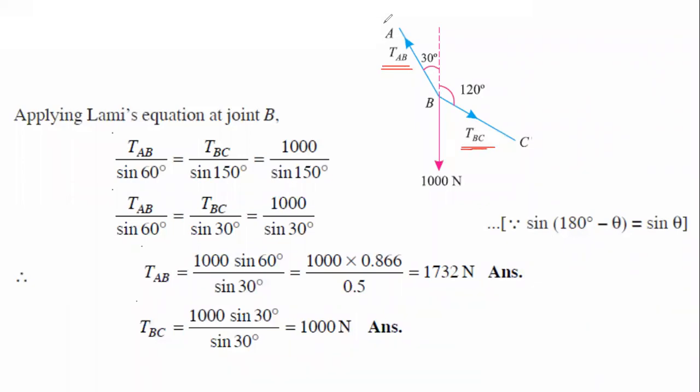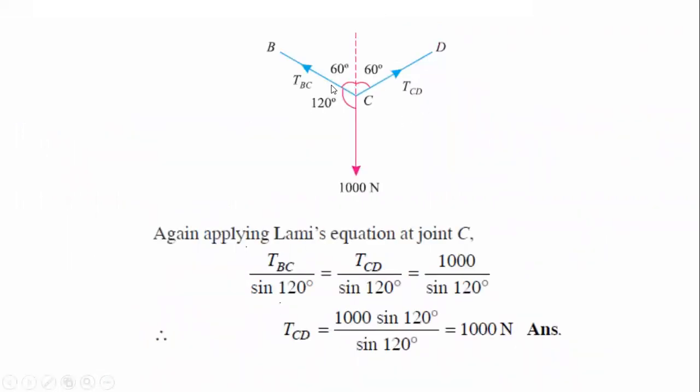Now what remains? Let us consider joint C. The tension in BC and the tension in CD are involved. The BC tension we have already found out, so the remaining one is only the tension in CD. And this one is the 1000 Newton force acting in the vertical direction.